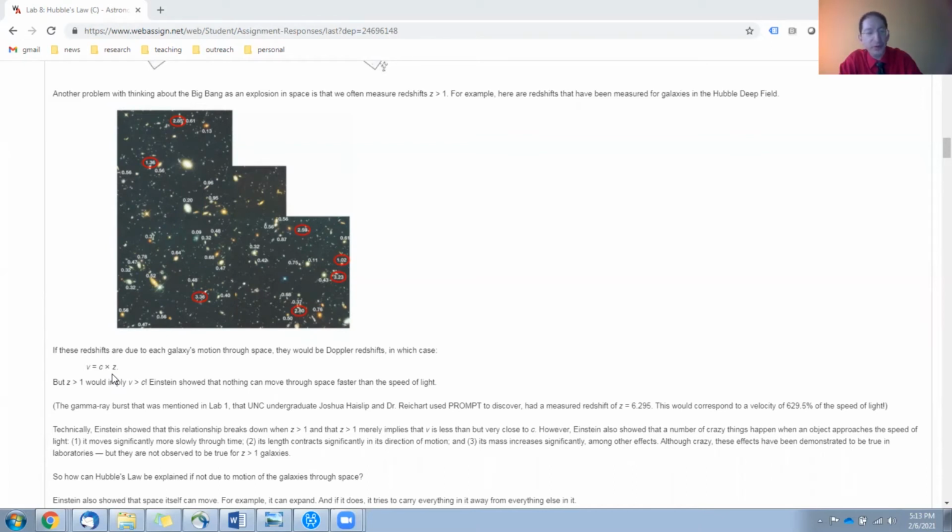So, whether you're using the approximation or the full-blown equation, these redshifts greater than 1 are just not consistent with motion through space. So, how can Hubble's law be explained, if not due to the motion of galaxies through space?